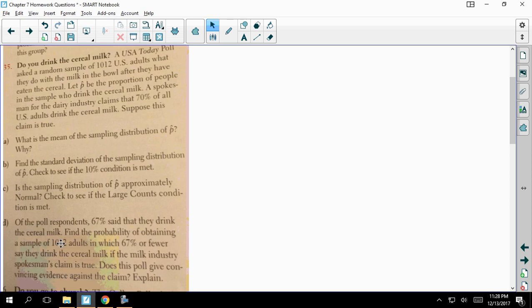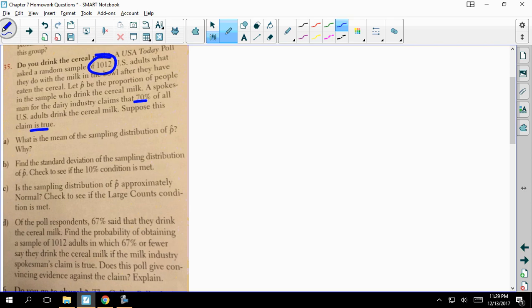Looking at question number 35 out of chapter 7. The question has a connection to drinking milk in the cereal bowl. It says p hat is the proportion of people in the sample of 1,012 who drink their milk. The spokesman claims it's 70%, and we're going to believe it to be true. What is the mean of the sampling distribution of p hat and why?